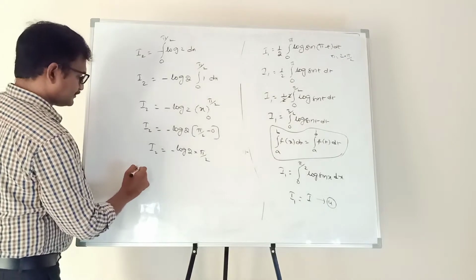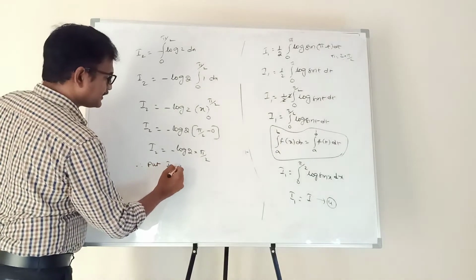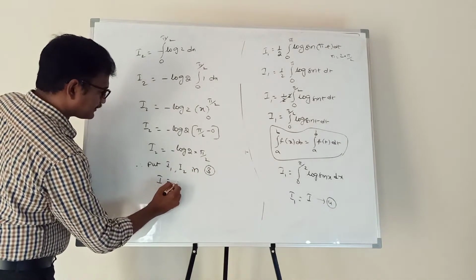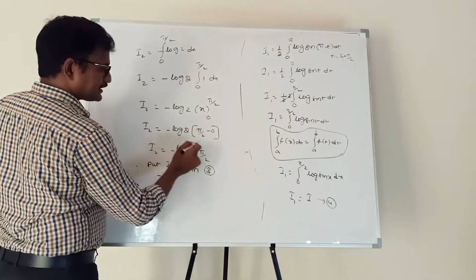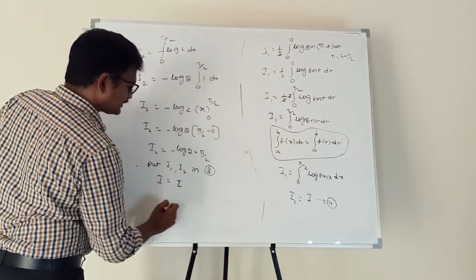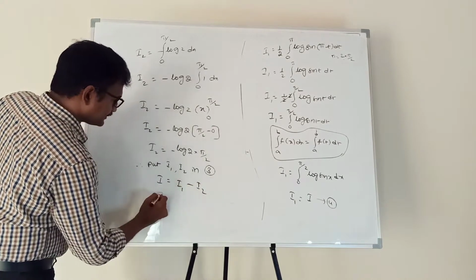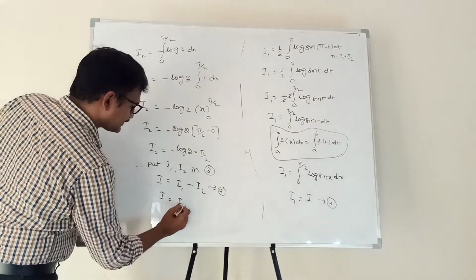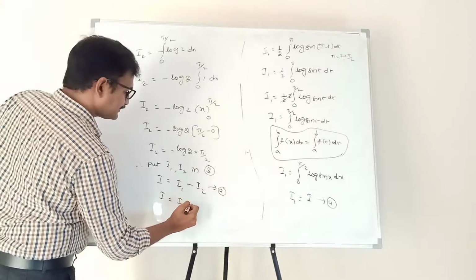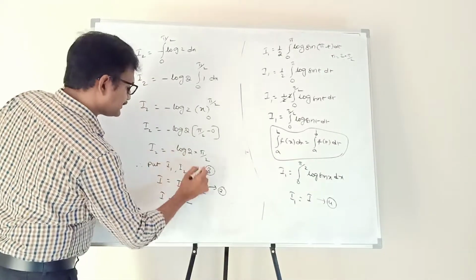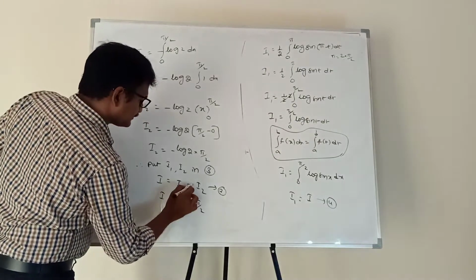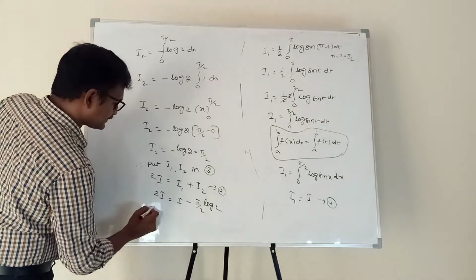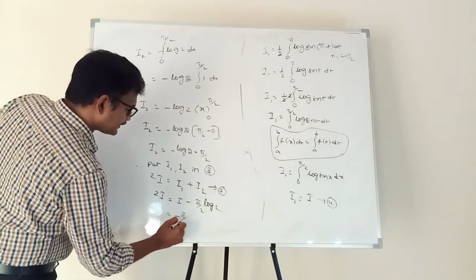Therefore, put I1 and I2 in equation number 3. What is equation number 3? I is equal to I1 minus I2. I1 is nothing but I, and the I2 value we got is minus pi by 2 log 2. So I is equal to I plus pi by 2 into log 2.